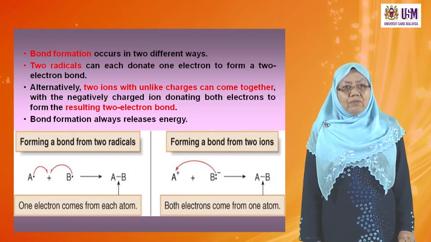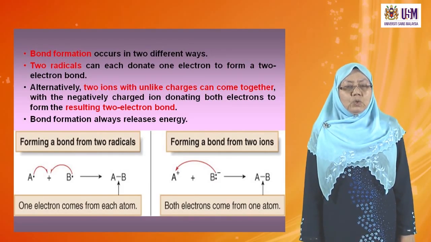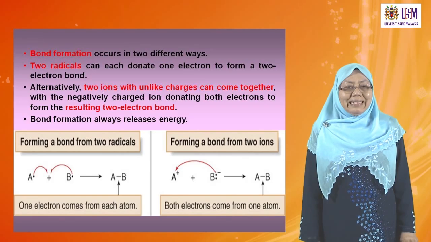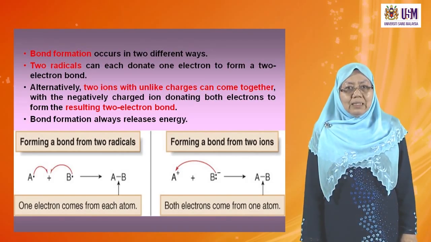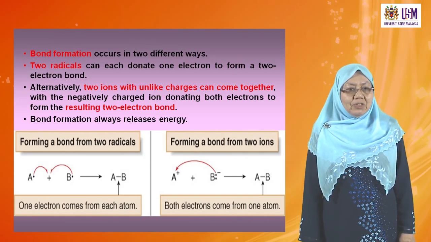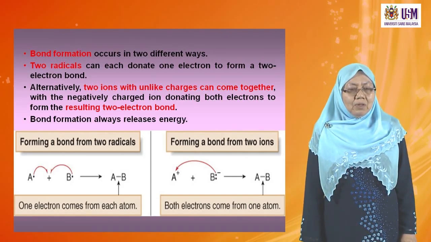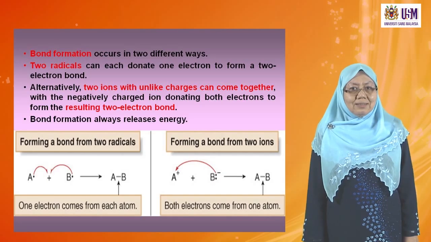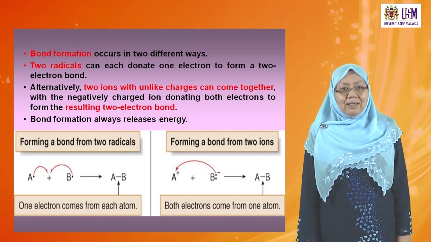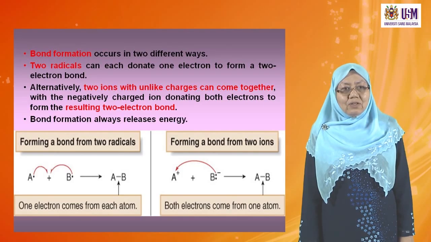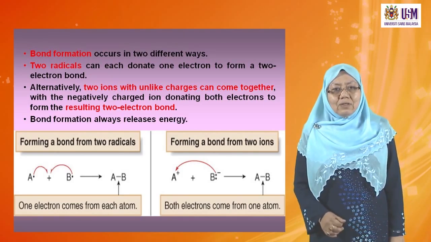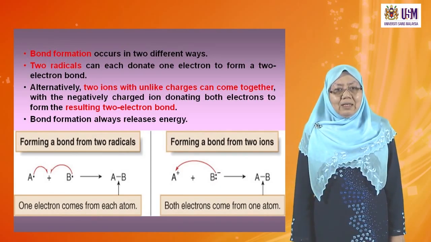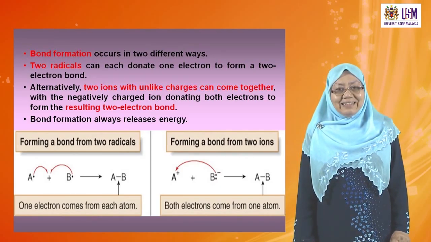Now we are going to look at bond formation. Bond formation occurs in two different ways. Two radicals can each donate one electron to form a two electron bond. As we can see in the first example, we have A and B donating an electron each, and it forms a sigma bond between A and B. Alternatively, two ions with unlike charges can come together, with the negatively charged ion donating both electrons to form the resulting two-electron bond. So bond formation always will release energy.